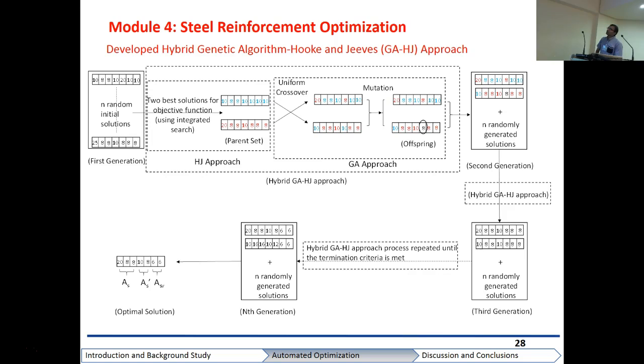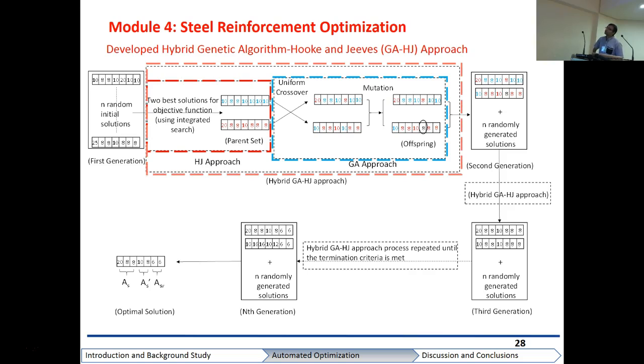First, we create the first generation randomly, then we apply the Hooke and Jeeves approach to find the 2 best solutions in that developed population. Once we have that, we apply crossover and mutation to get better offspring from the existing parents, and taken together, the overall process is called a hybrid GA-HJ approach. This process runs generation after generation until we meet the termination criteria. Once we have met the termination criteria, the best solution of the last generation will be the optimum solution for the given problem.